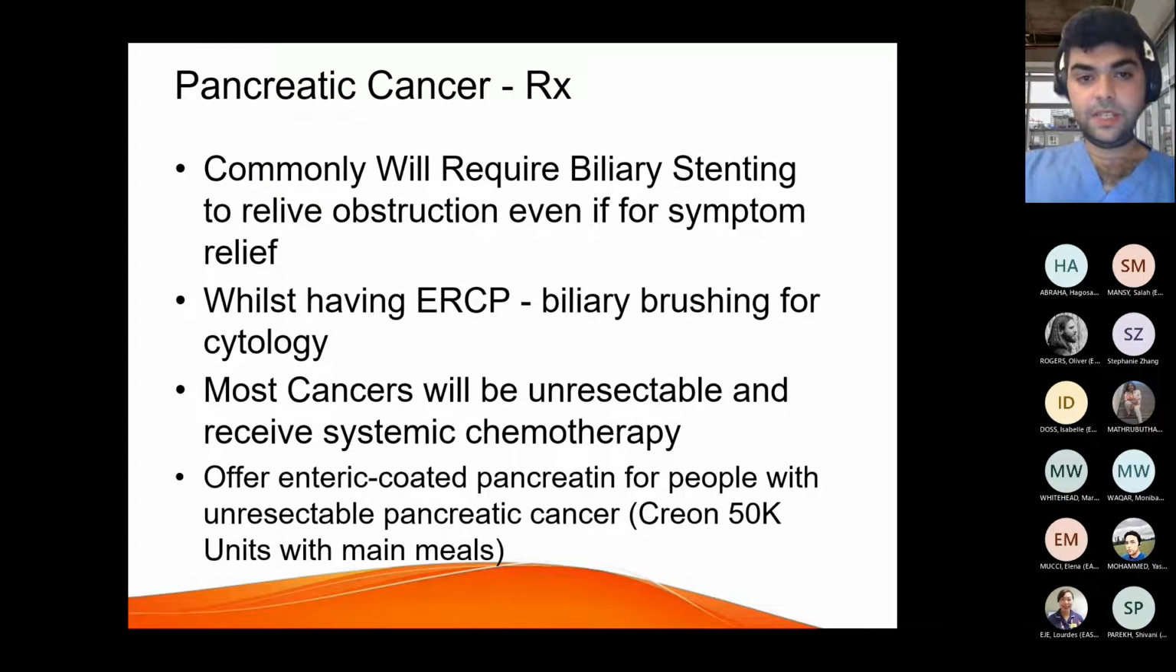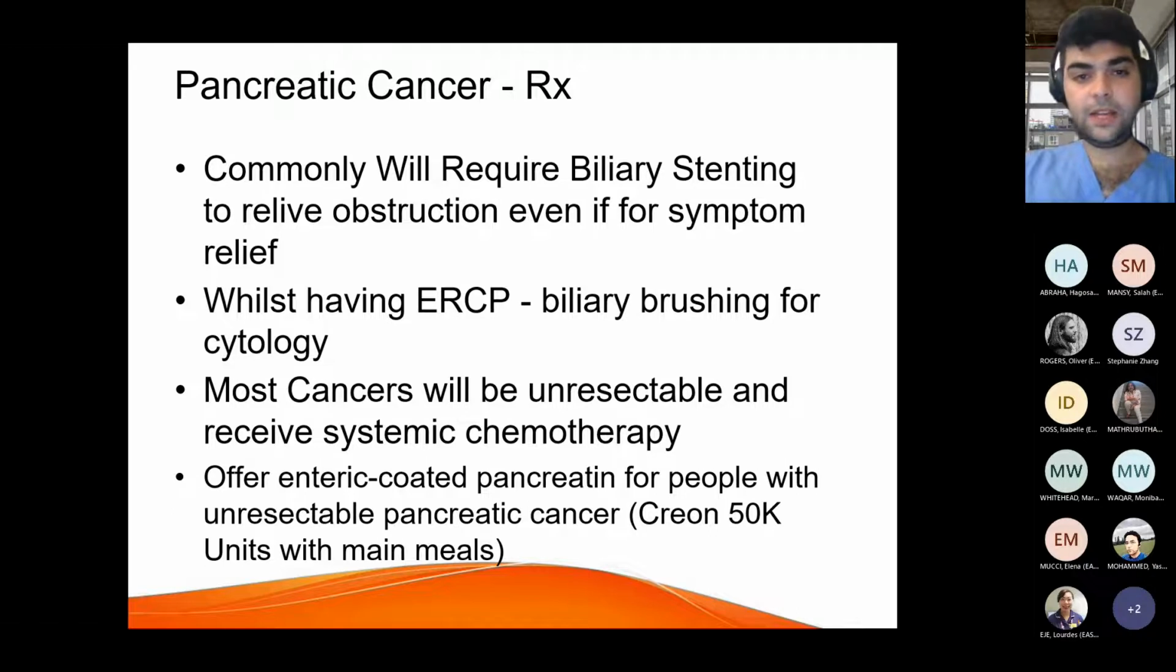The majority of patients with pancreatic cancer will end up needing biliary stenting. So even if you have an unwell patient, as long as they are fit enough for an ERCP, we do biliary stenting. If it's purely for symptom relief, we do it purely for that. So a lot of patients with incurable disease, if they are fit enough for an ERCP, we would end up doing biliary stenting. So I think that's kind of the most important thing to consider.